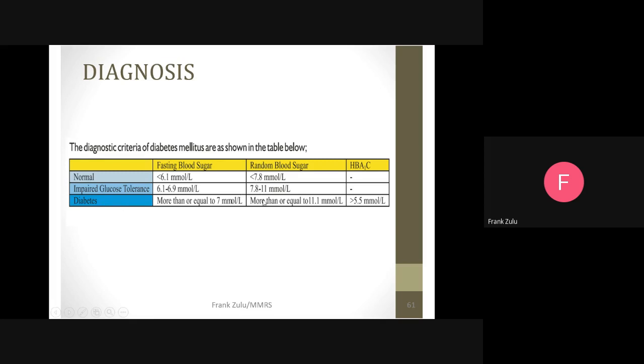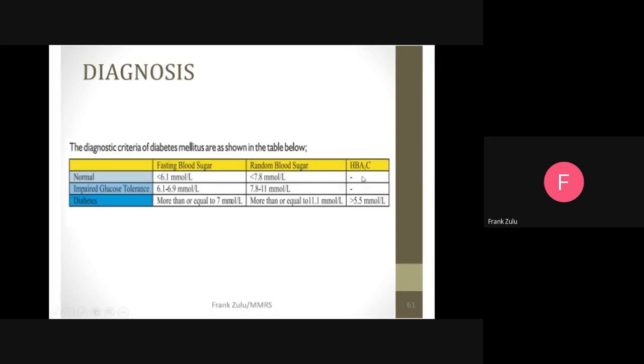If someone has been eating, they eat their lunch, they eat their supper, and then you do a random blood sugar, random meaning at any time you just do a blood sugar, then you find it to be 11.1 or greater, start thinking of diabetes, okay?